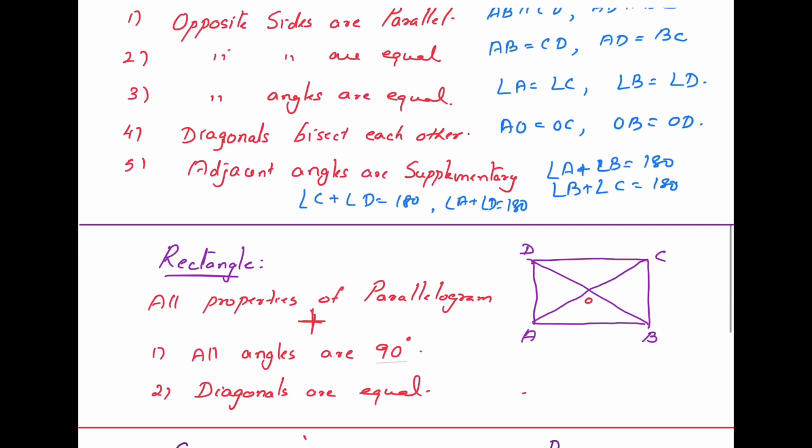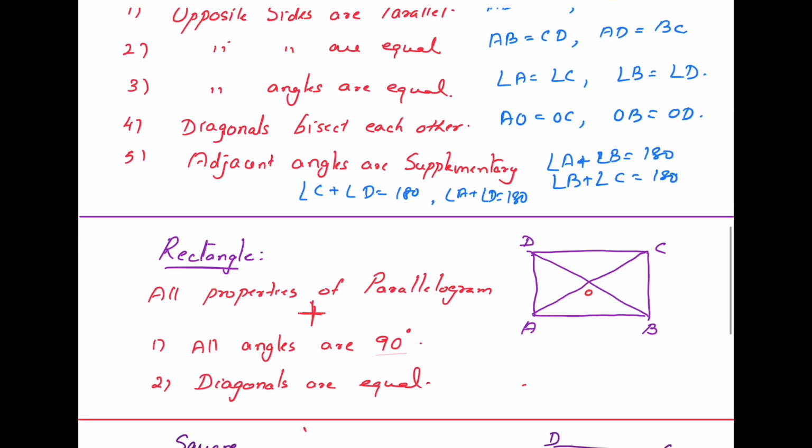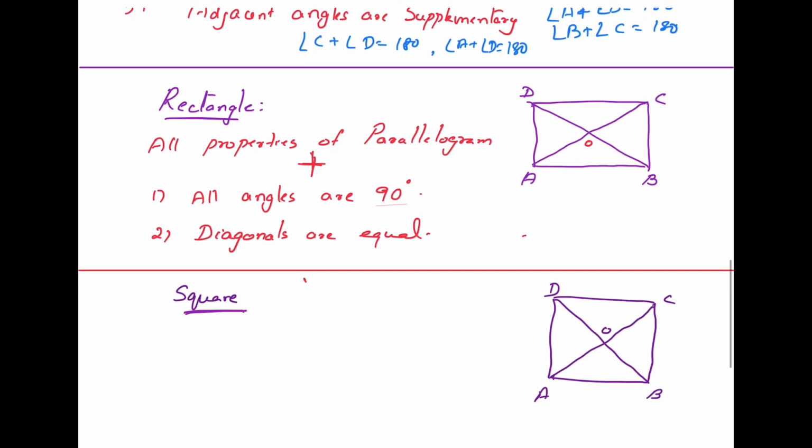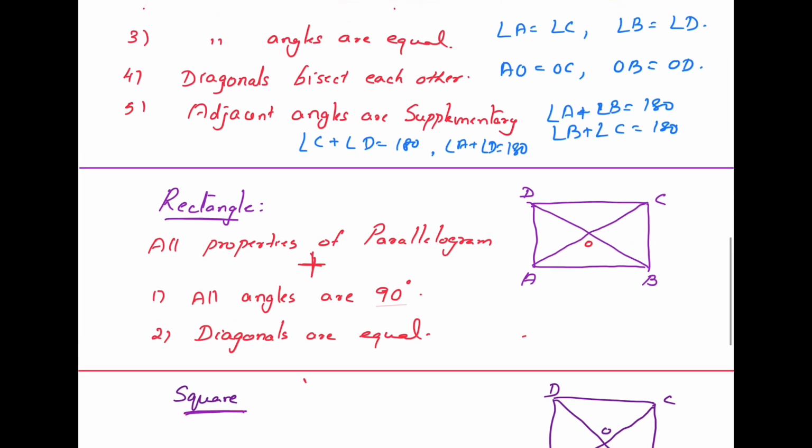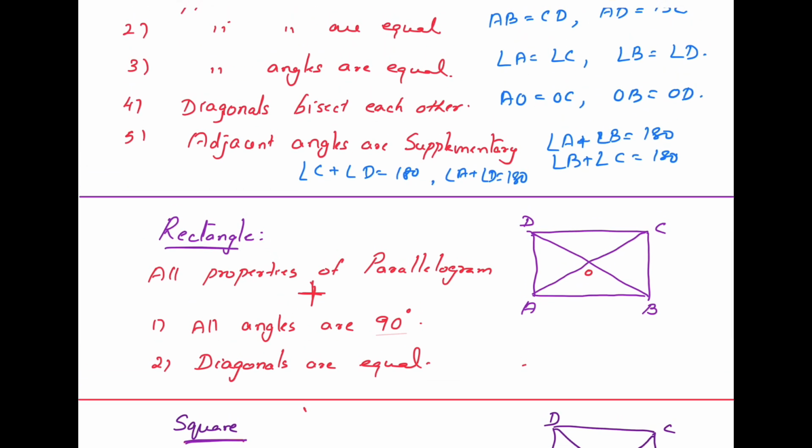Now under parallelogram come rectangle, square and rhombus. All the properties of a parallelogram will hold good because a rectangle is a parallelogram. Apart from the properties of a parallelogram, we have some other properties which can distinguish between the rectangle, square and rhombus.